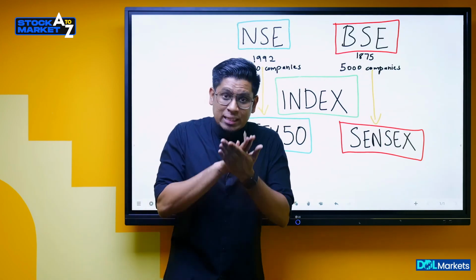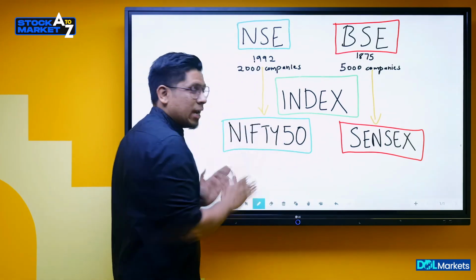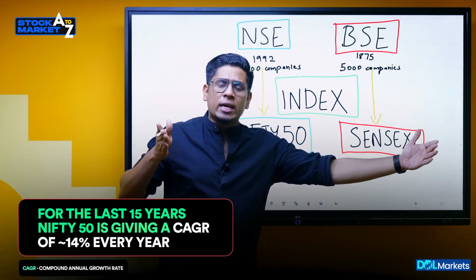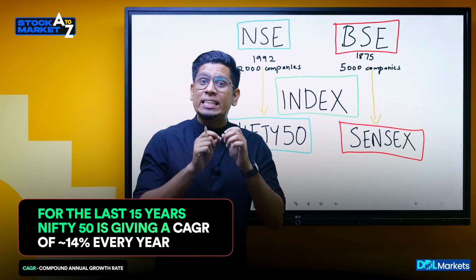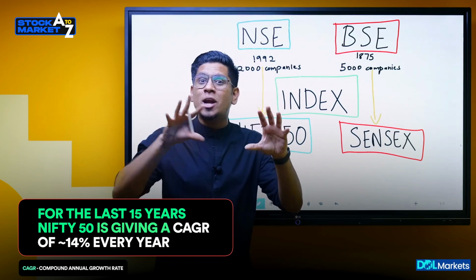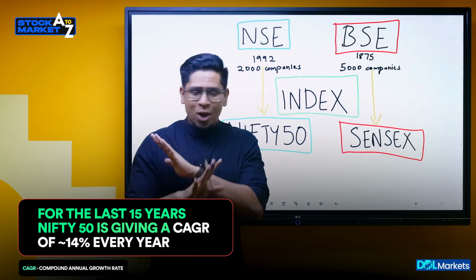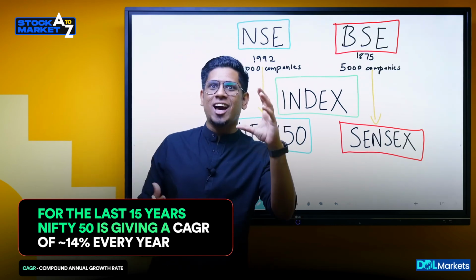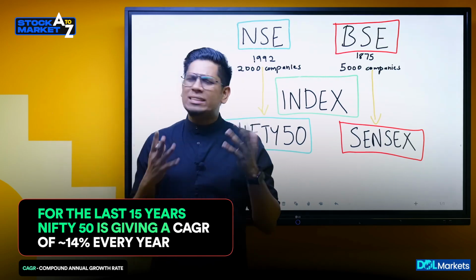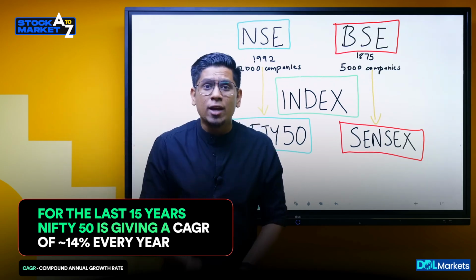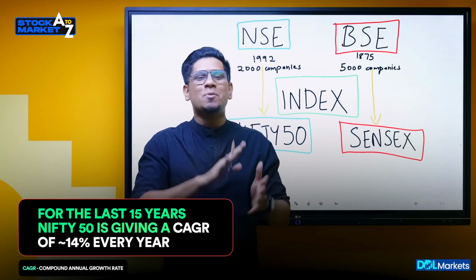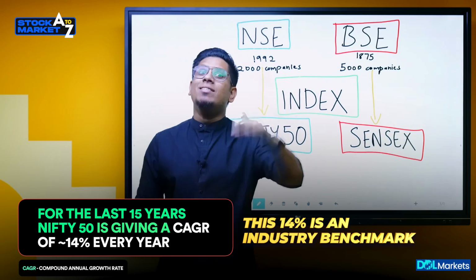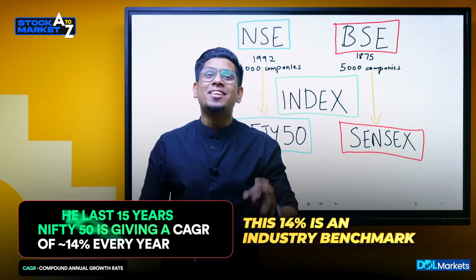Now, okay, let me make this very clear. Nifty 50, every year, almost we could say that over the last 15 years, every year, it has given a CAGR, compounded annual growth rate, of 14%. Now, nearly 14%. Don't be worried by hearing the term CAGR, compounded annual growth rate. Just think that it has given returns of nearly 14% every year. Now, this is taken as a benchmark in the industry.